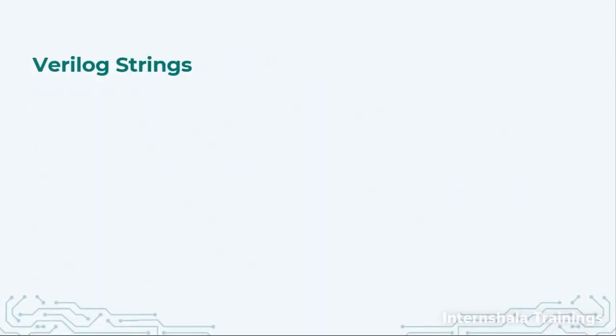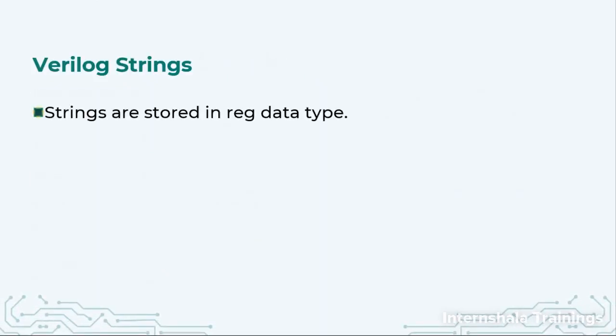Then we have Verilog strings. Strings are stored in the register data type. Strings are basically characters which we define. Like if I want to say hello world, how do I store hello world? It is not an integer. It is not logic 1 or 0, right? So then we use register data type to store these strings.